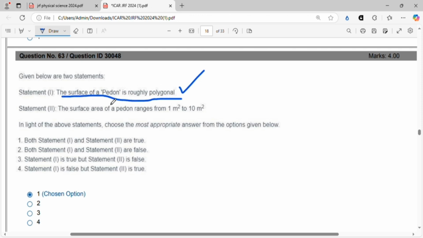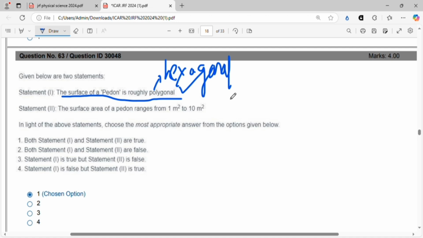This statement has been taken directly from the new ISSS Soil Science Introduction book. There it has been written: the surface of a pedon is roughly hexagonal. Hexagon means it contains 6 sides, and polygon means it contains many sides. That number can be 5, 6, or 7. So roughly it is polygonal, it is hexagonal, it may be pentagonal, heptagonal, octagonal, it does not matter.